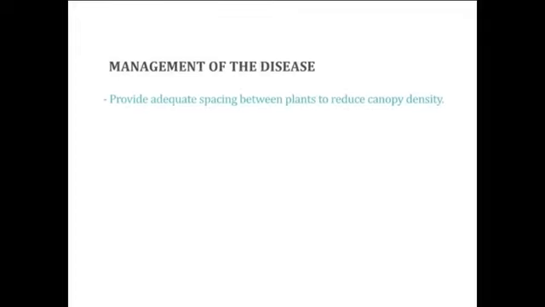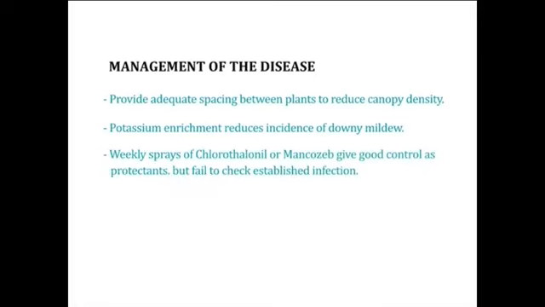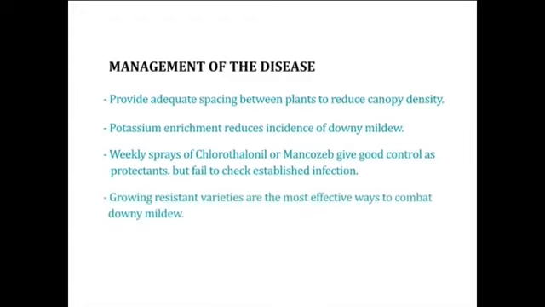Now let's see the management of the disease. Provide adequate spacing between plants to reduce canopy density. Potassium enrichment reduces incidence of downy mildew. Weekly sprays of chlorothalonil or mancozeb give good control as protectants, but fail to check established infection. Next, growing resistant varieties is the most effective way to combat downy mildew.